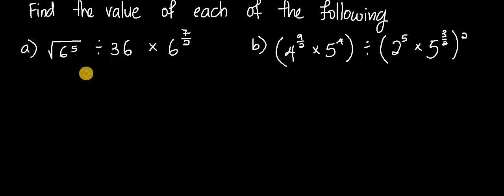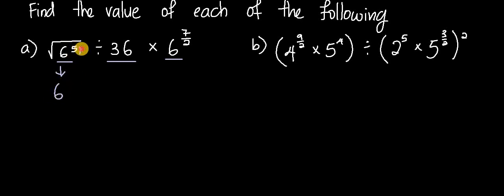Now for this, at the moment, I cannot use the laws of indices. The main reason is because here I have base 6, here I have base 6, but here my base is 36. Remember, you can only use the laws of indices once your base is the same. So first, I'm just trying to simplify it, and make my base the same.